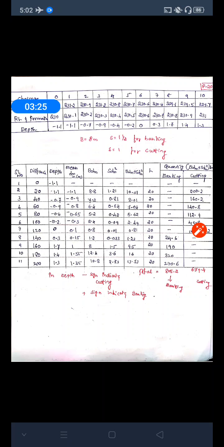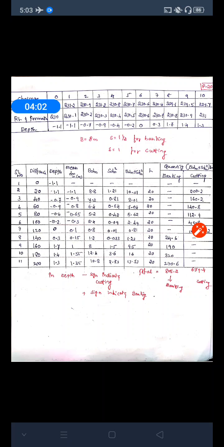Similarly, at chainage 2, 3, 4 we got negative values only, and even at chainage 5 also we got a negative value. At chainage 6 we got a 0 value, that is, the formation level is 230.6 whereas the ground level is 230.6. After that we got the depth in positive, which means there will be banking. Up to chainage 6 it will be cutting, after that at 7, 8, 9, 10 it will be banking here.